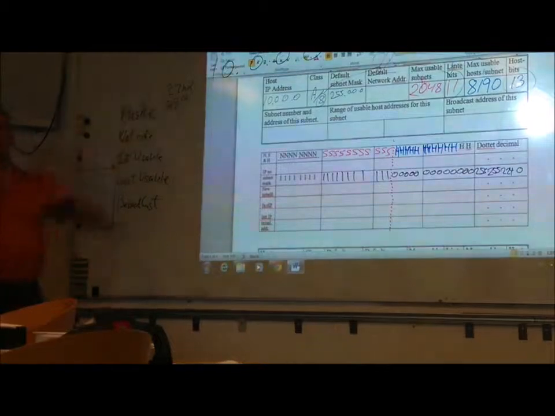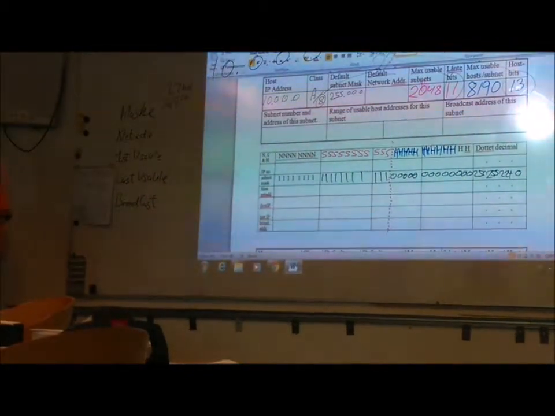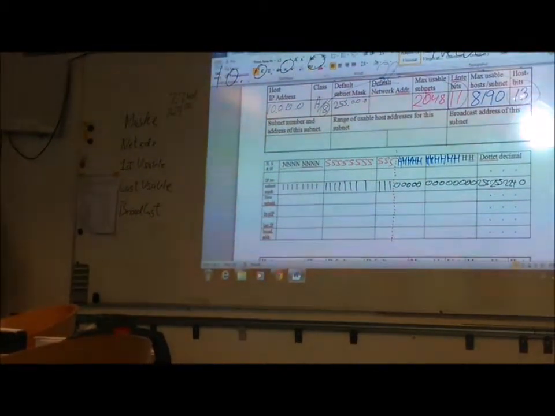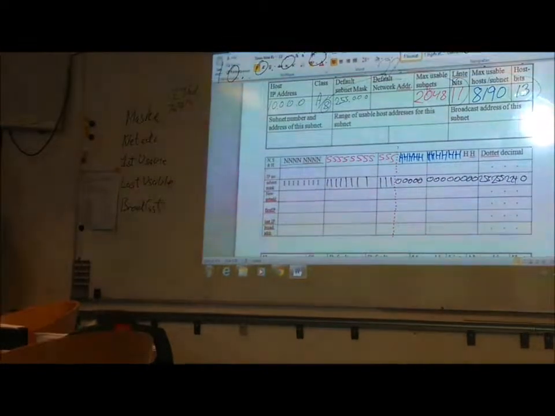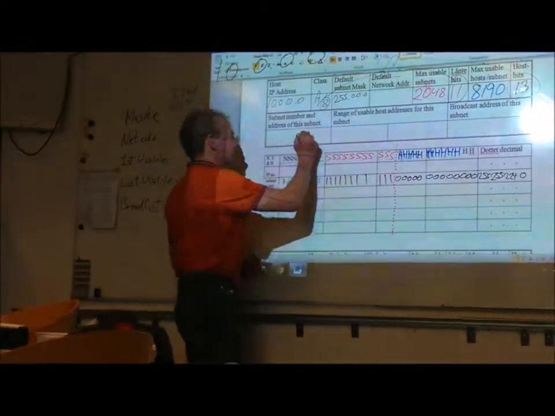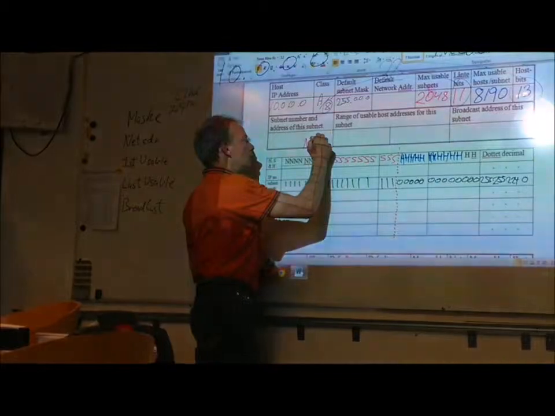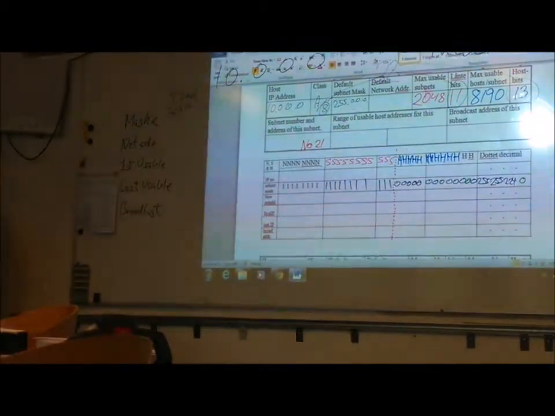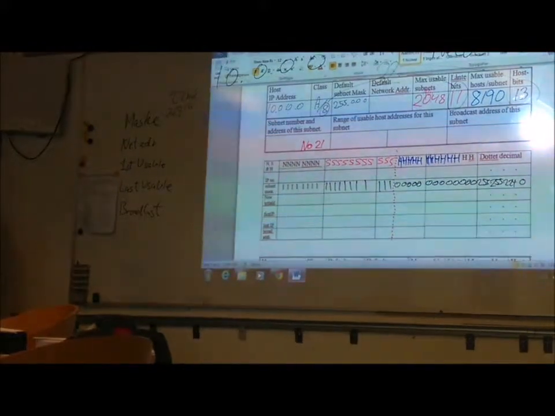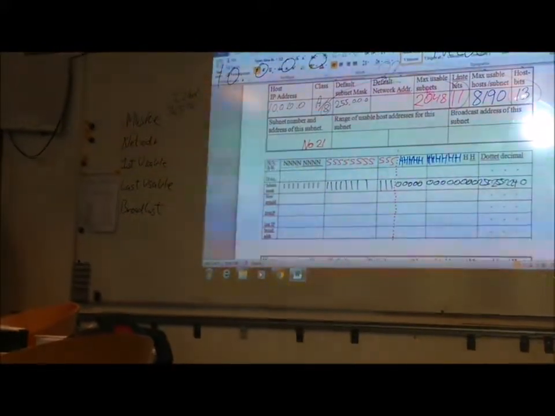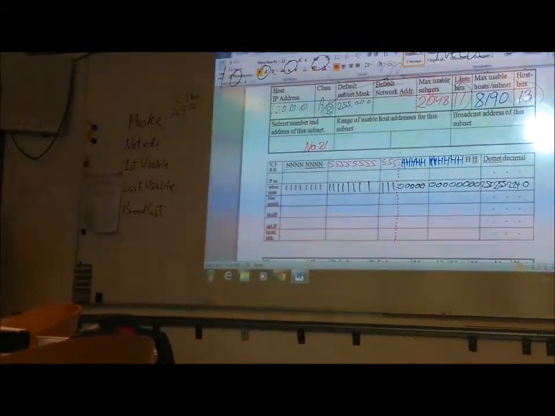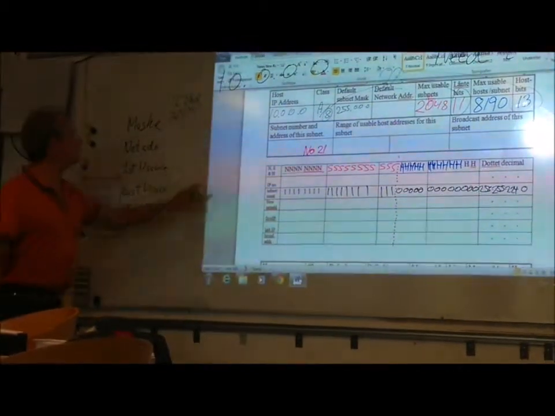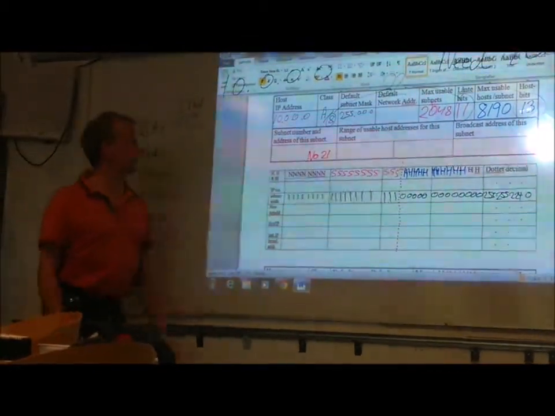Then we need to find the address of the 22nd network. For the 22nd network, the first thing we need to do is find the number. 21. Number 21, because the first network always has number 0. So the second network will always have number 1. The third network will always have number 2, and so forth, until we reach the 22nd, which will have number 21.